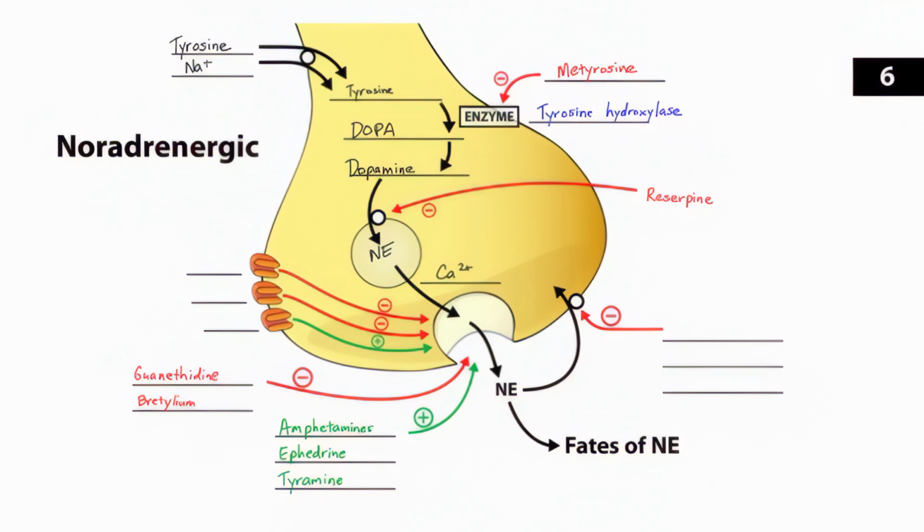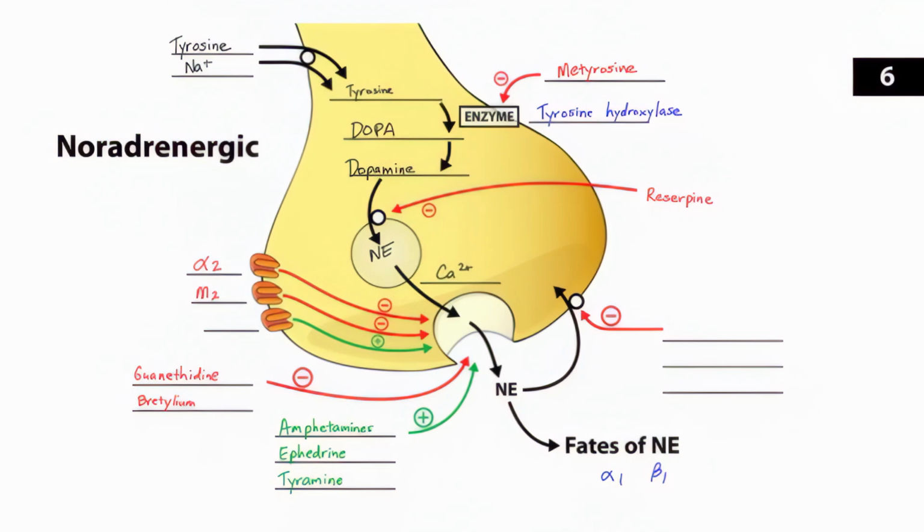What are the fates of norepinephrine? Well, it can bind to one of the adrenergic receptors on the postsynaptic cell, such as alpha-1 or beta-1 receptors, or it could bind to an alpha-2 autoreceptor on the presynaptic cell, which is going to inhibit further norepinephrine release. And there are other receptors on the presynaptic cell that can regulate this release of norepinephrine, such as the M2 muscarinic receptors.